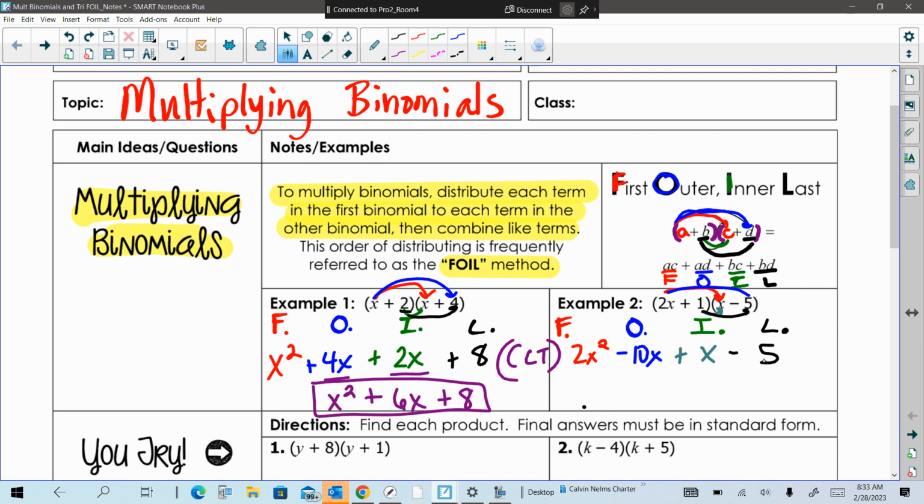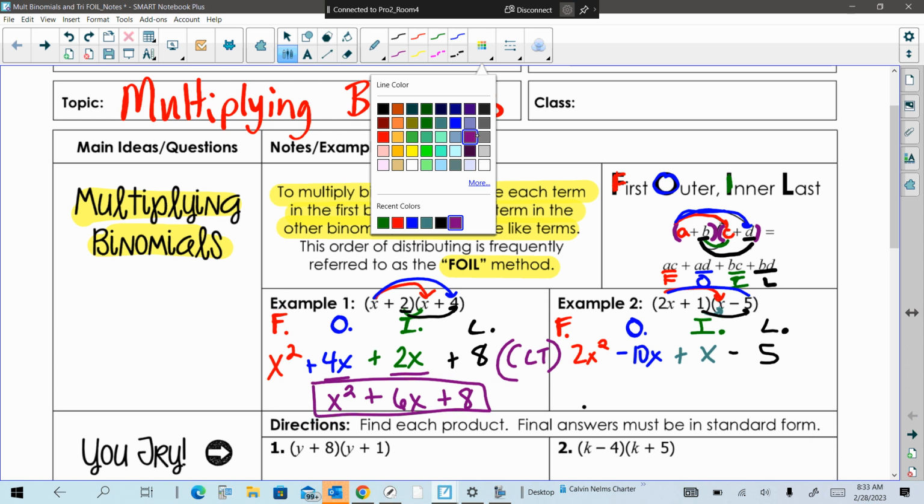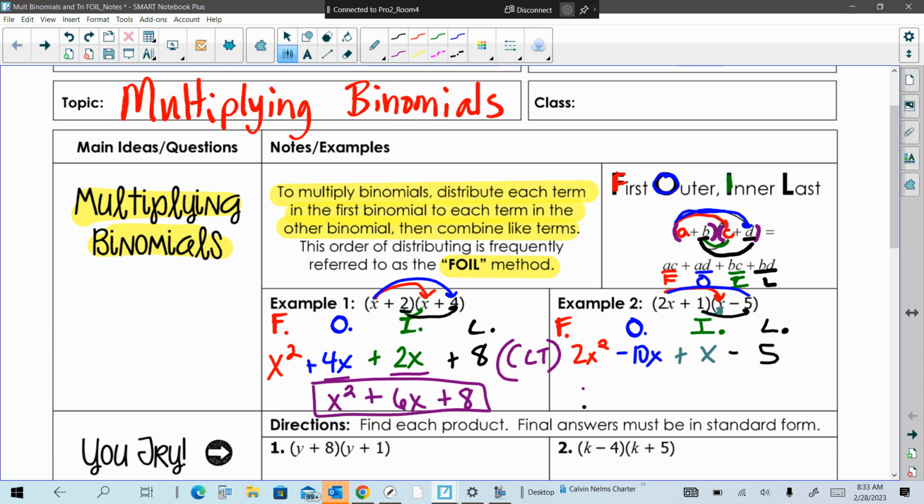The last thing we have to do is just combine like terms. The like terms are going to be the x's. So this would be 2x squared minus 9x minus 5.